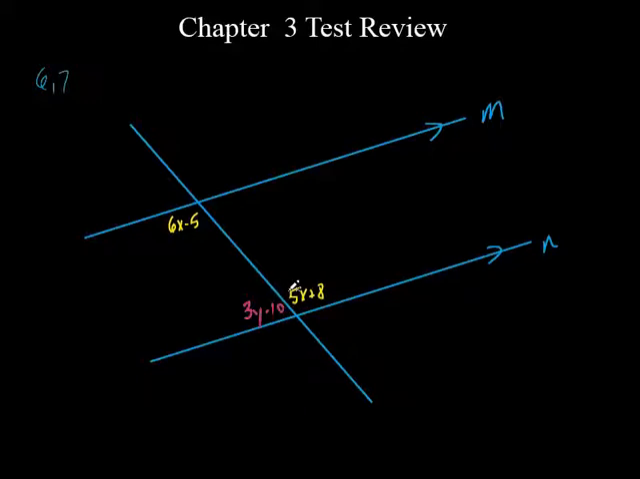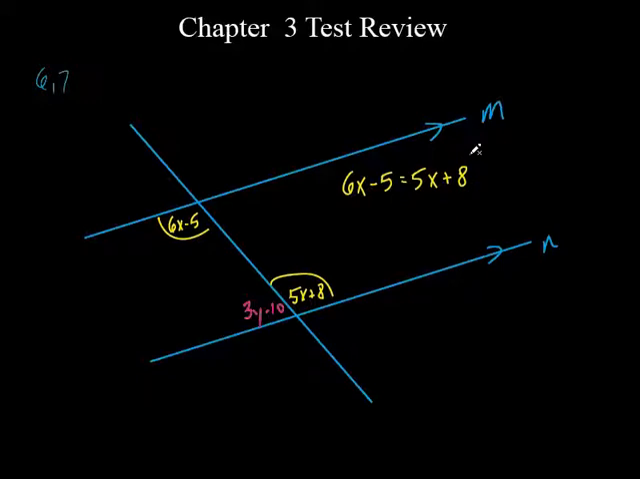All right? Here we go. Let's do the x. We already talked about that. We said since they're alternate interior angles, this angle and this angle are equal to each other. So let's set them equal. Some of you guys are still having trouble solving for x. I noticed that on the quiz. So let's set it up. 6x minus 5 equals 5x plus 8.